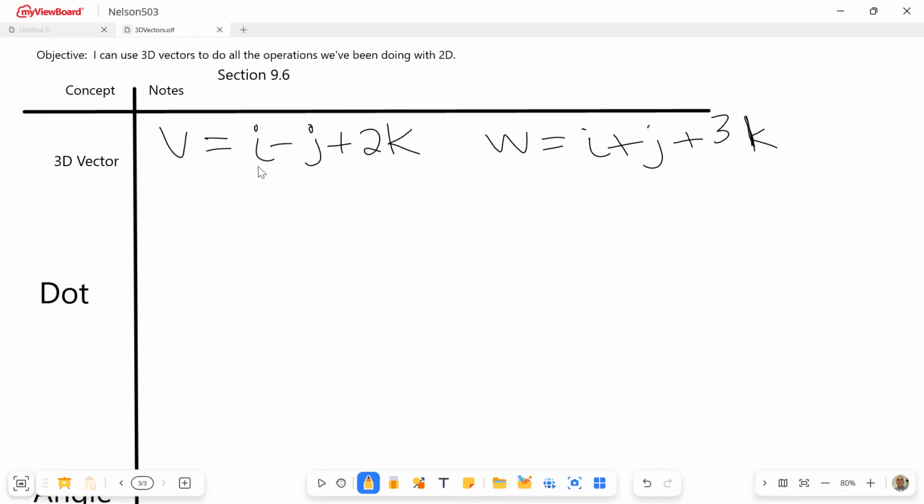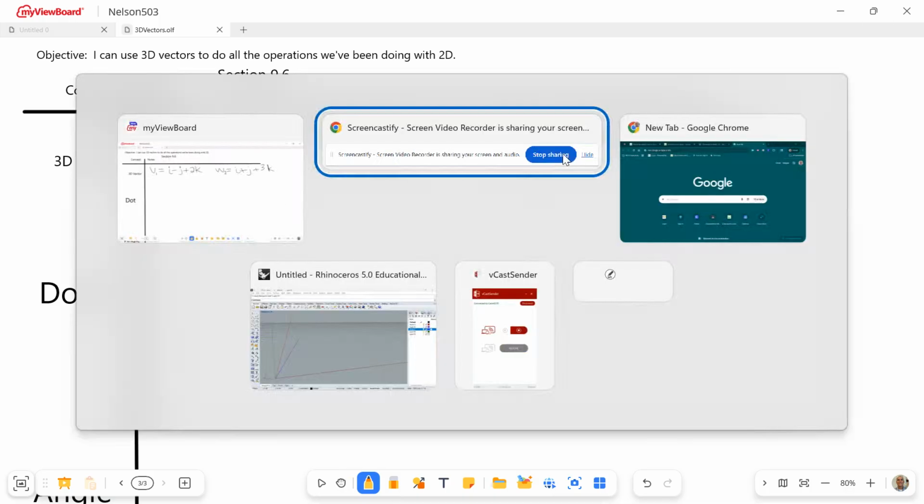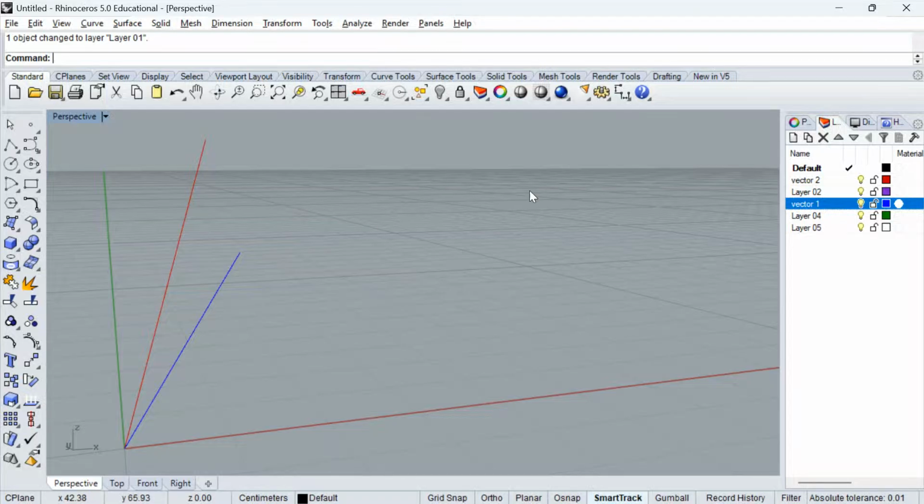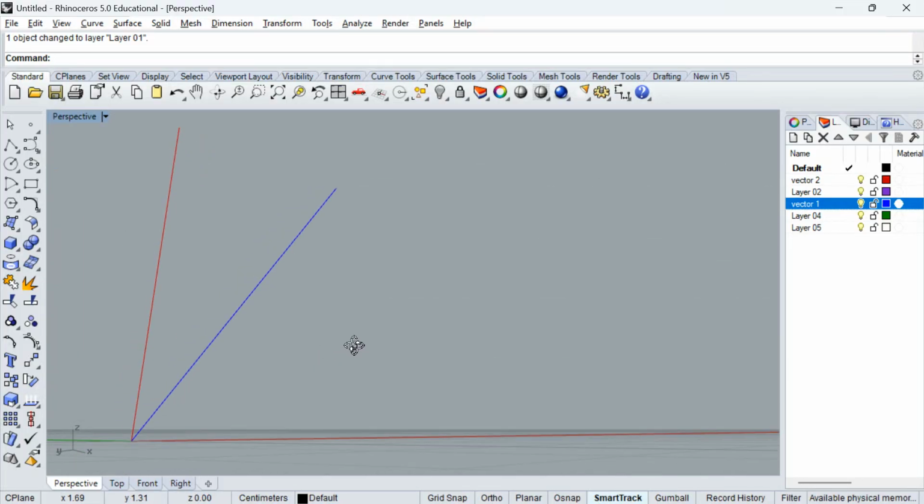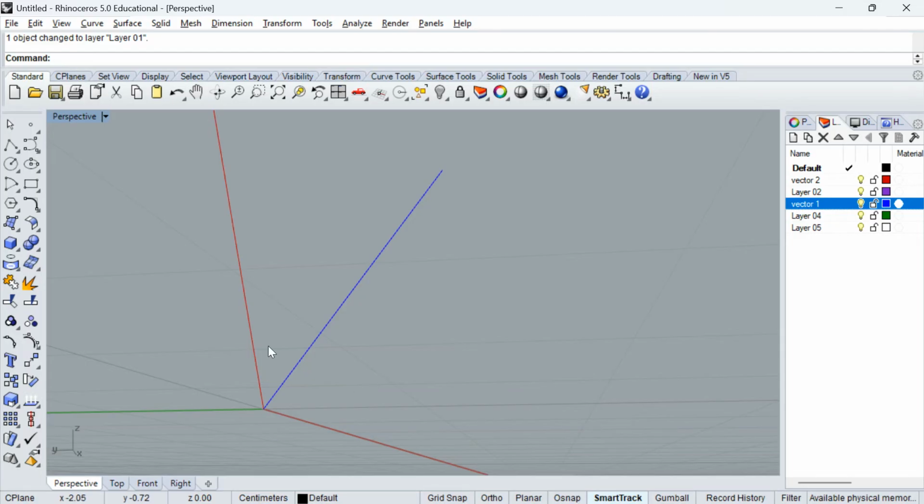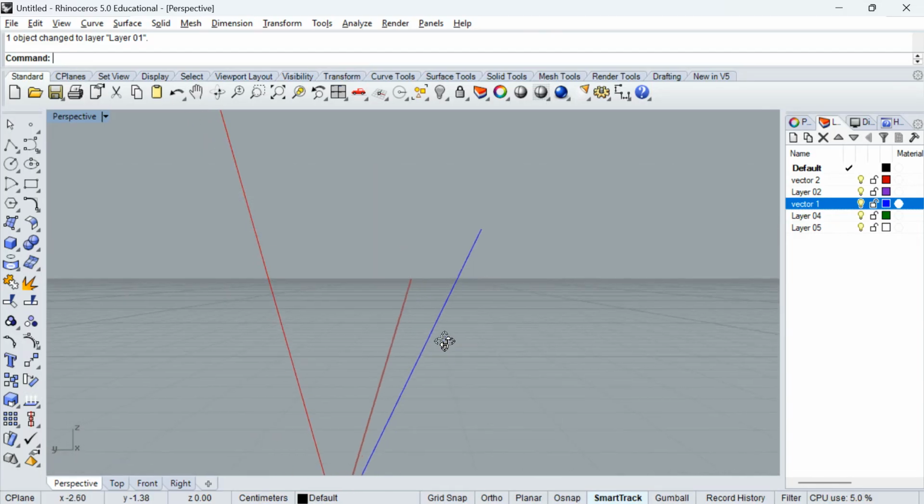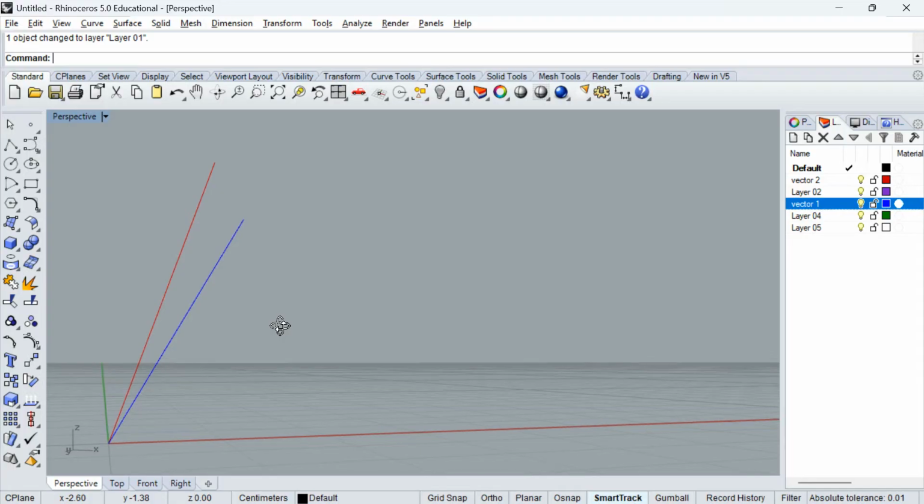So here's one vector, here's the other vector. And I numbered them in the little drawing program that I'm using, Rhino. So I've got vector 1 over here and vector 2 over here. So let's take a look over here in Rhino. The green is the y-axis, the red's the x-axis, and then the z-axis, I don't know, they don't really draw a line that's vertical that I see. It's just the x and the y-axis.